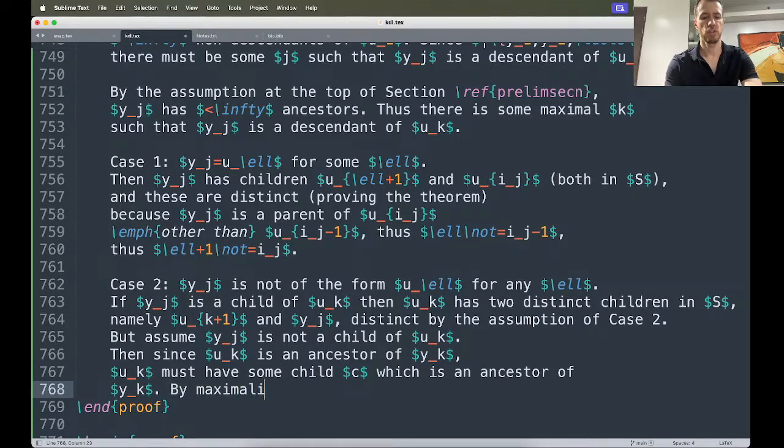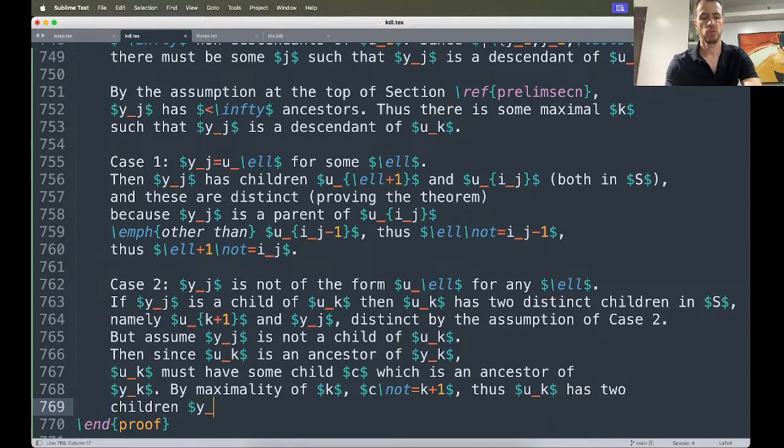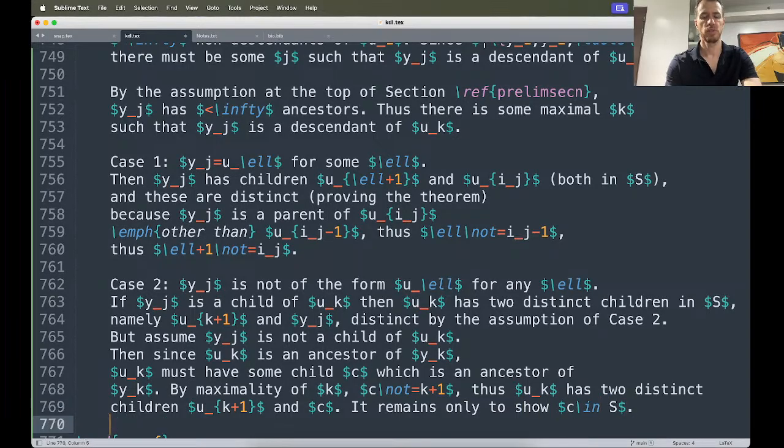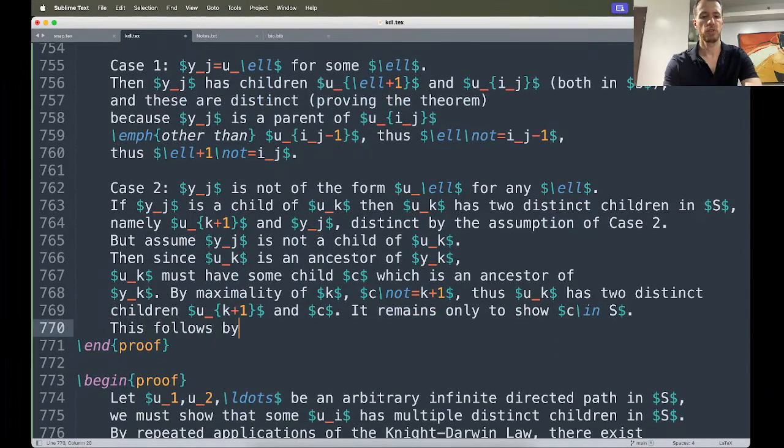By maximality of k, C is not equal to k plus 1. Thus, u sub k has two distinct children, u sub k plus 1 and C. It remains only to show C is in S. This follows by the convexity axiom. QED.